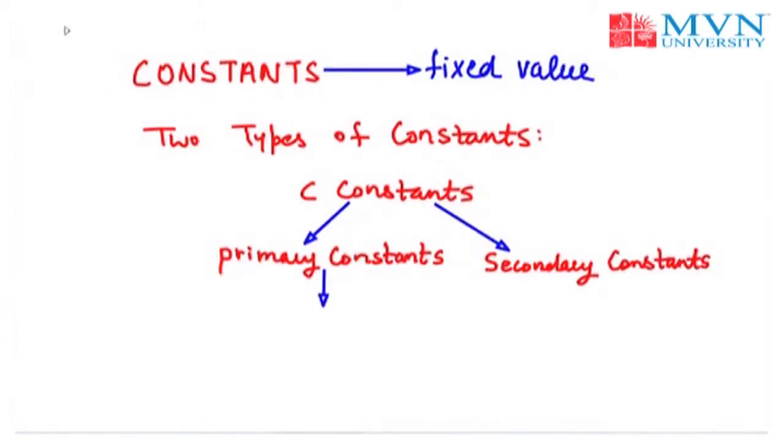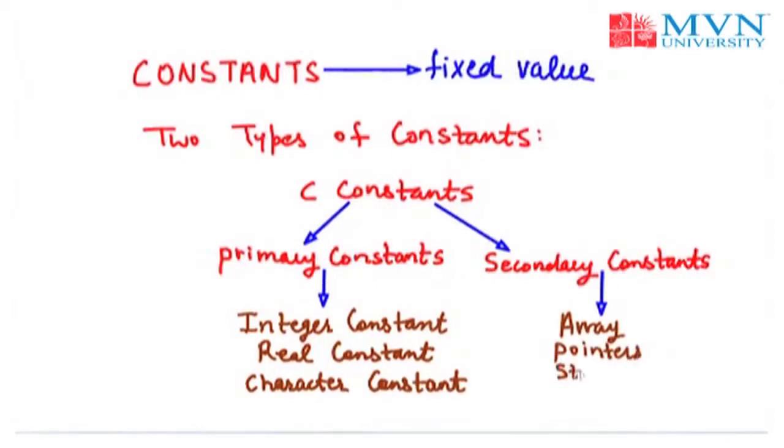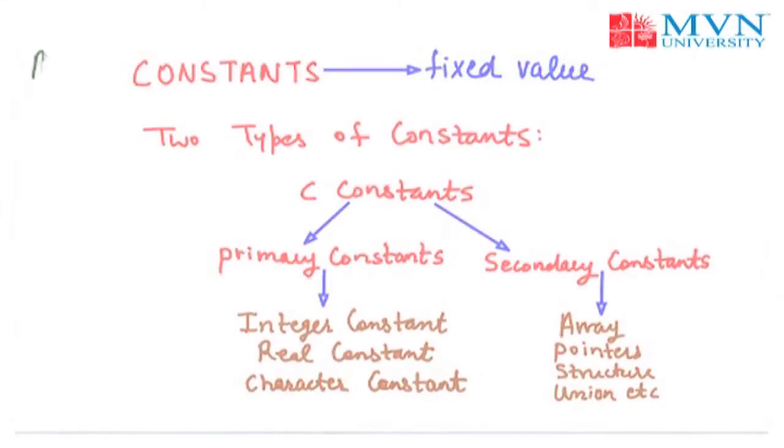In primary constants, we are having three types of constants: integer constant, real constant, and character constant. In secondary constants, we are having array, pointers, structure, union, etc. First we will discuss primary constants. There are some rules for constructing constants in C. First we will discuss the rules for constructing integer constants.